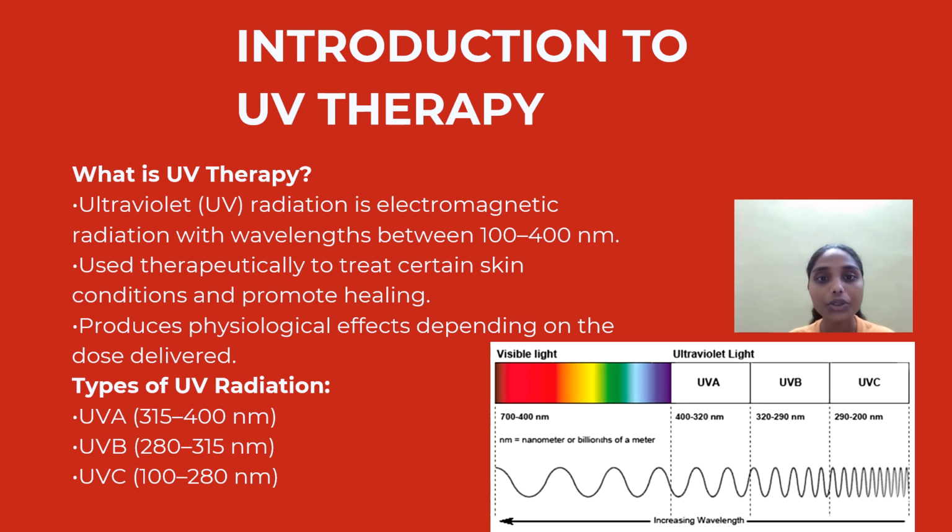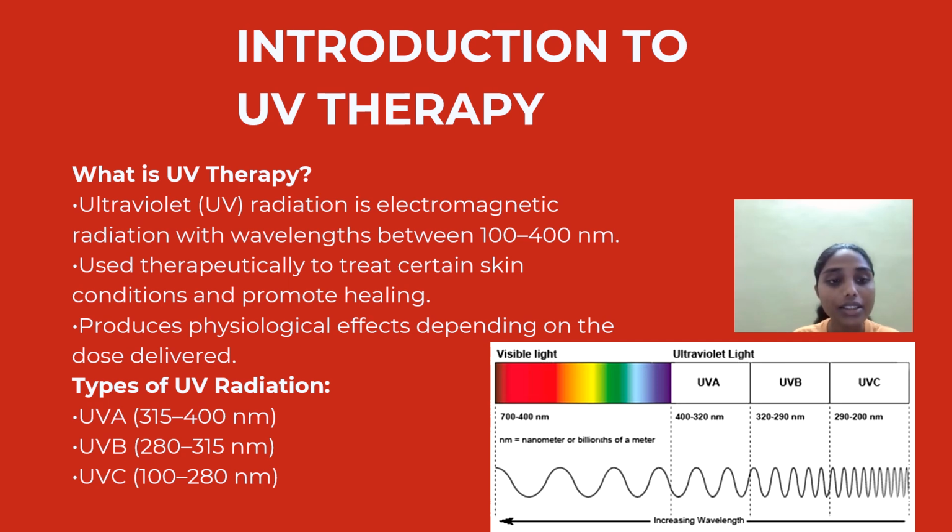First, introduction to UV therapy. UV therapy, also known as ultraviolet radiation, is a form of electromagnetic radiation with wavelength ranging from 100 to 400 nanometers. Based on wavelength, UV radiation is divided into three types: UVA, UVB, and UVC.